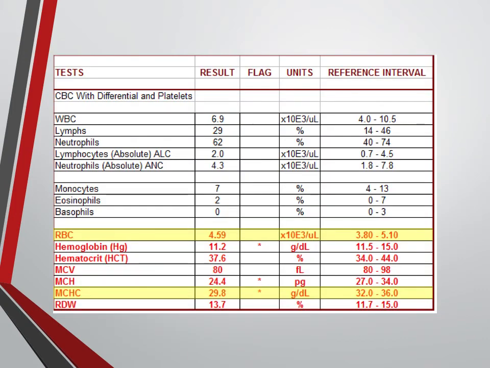And here's that CBC again, and to highlight here, the MCHC on this patient is 29, normal is 32 to 36, so similar to a dog. And you can see MCHC here is 29.8, so that's low. So you would expect to see hypochromia on your blood smear. Let's take a look.